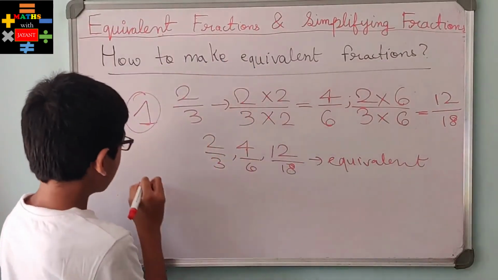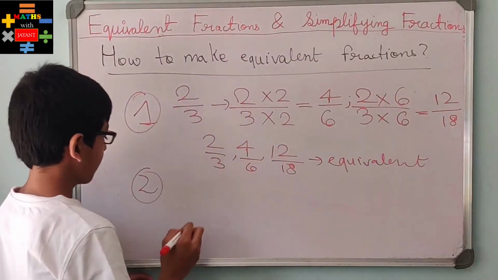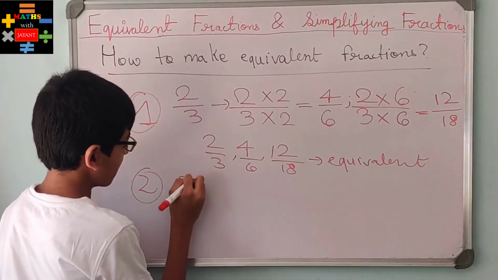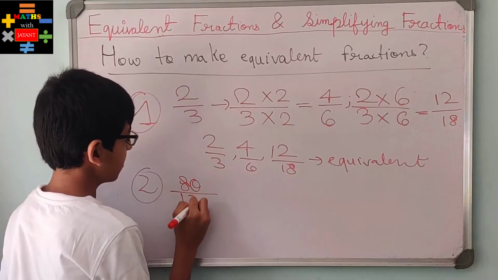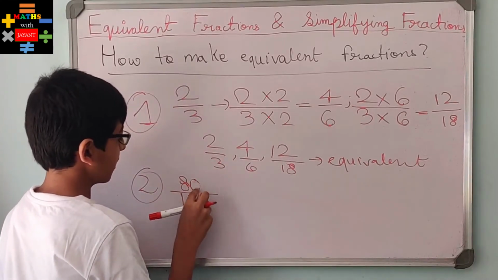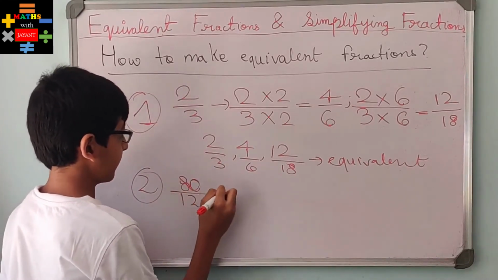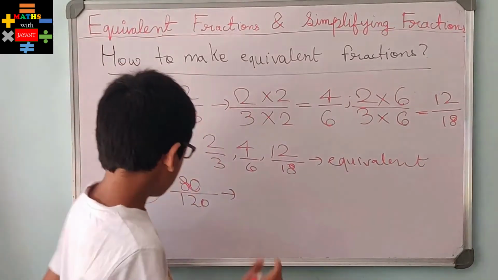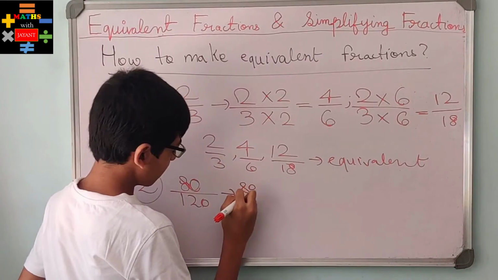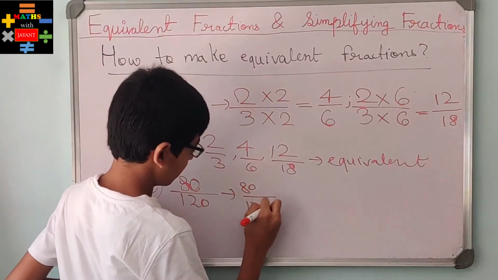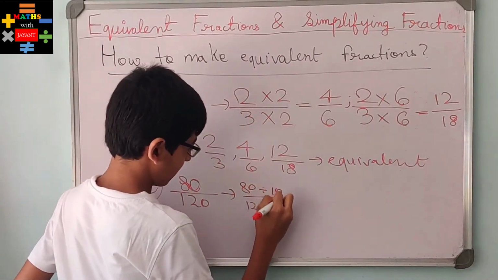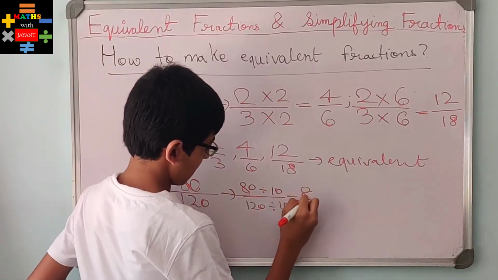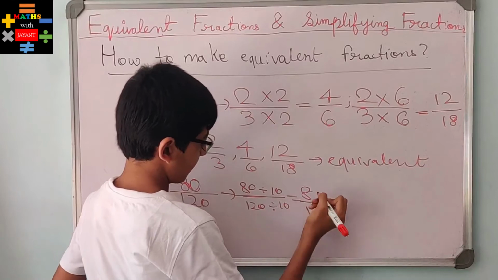Okay, now let's know about the second way. Let's take a big fraction this time. Let's take 80 by 120. So we've taken 80 by 120. So over here, let us this time divide. 80 and 120 both are divisible by 10 because they both end with a 0. Like this we get 8 by 12.